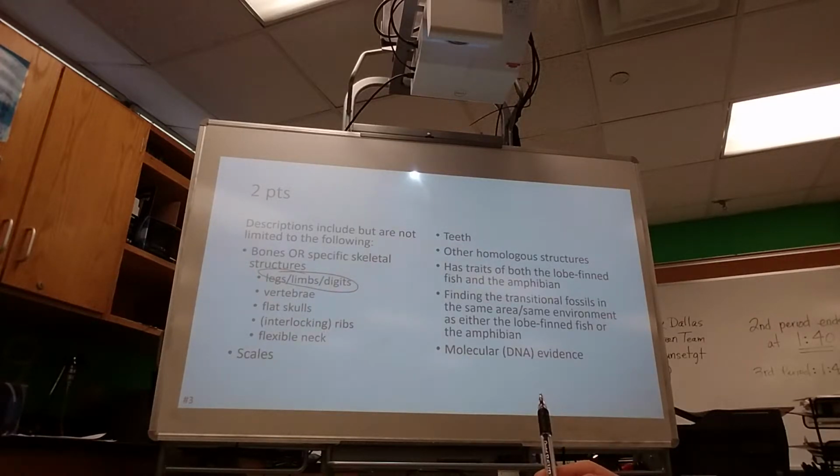Skull, so a fish would have like a flattened skull, whereas a frog might have. Fish. Interlocking ribs, I'm not 100% sure about that. And a flexible neck. Do humans have flexible necks? Can you move your neck?